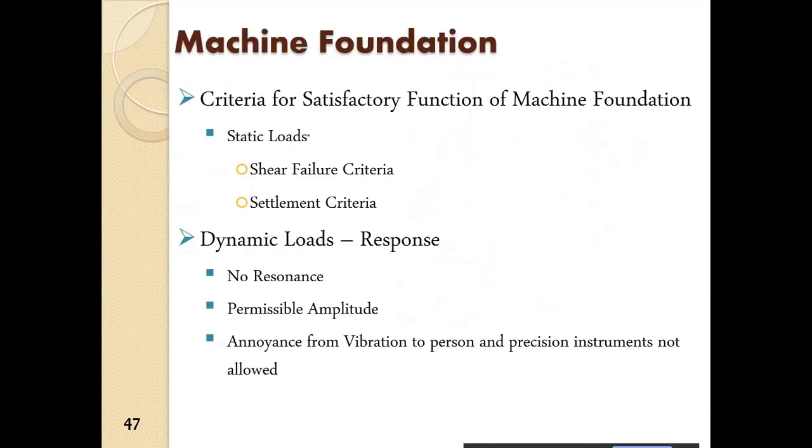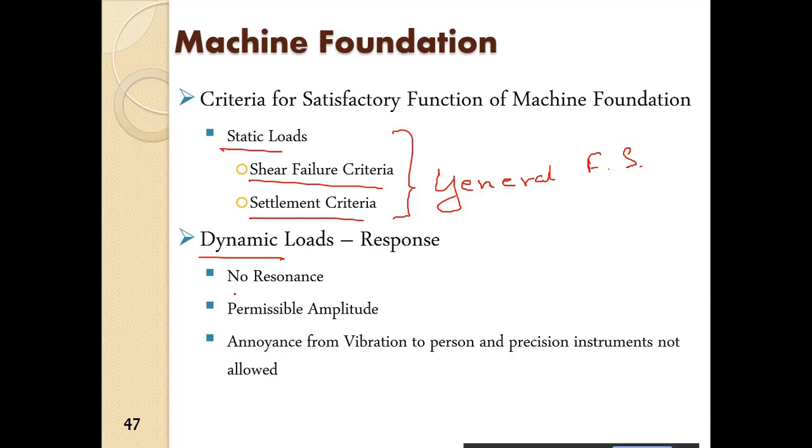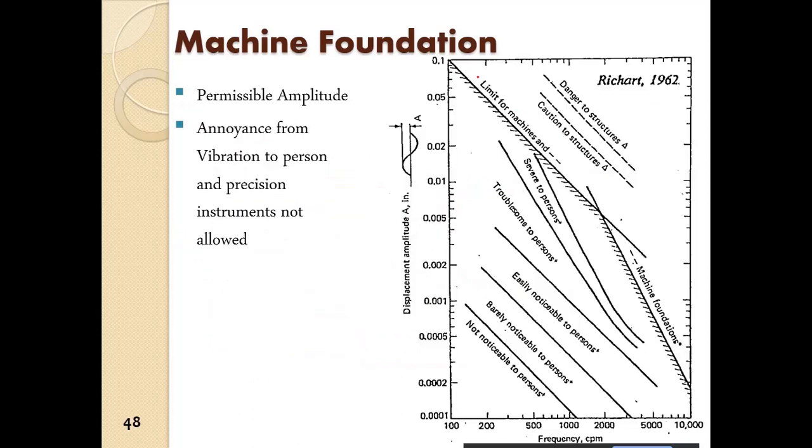So this is the criteria we have to fulfill. For static load: no shear failure, no settlement, as in a general foundation system. And for dynamic loads: no resonance, omega by omega n should be greater than 1, the permissible amplitude Az should be met, and annoyance from vibration should not be there. All right, so we have these limits defined, and that is what we have to fulfill.